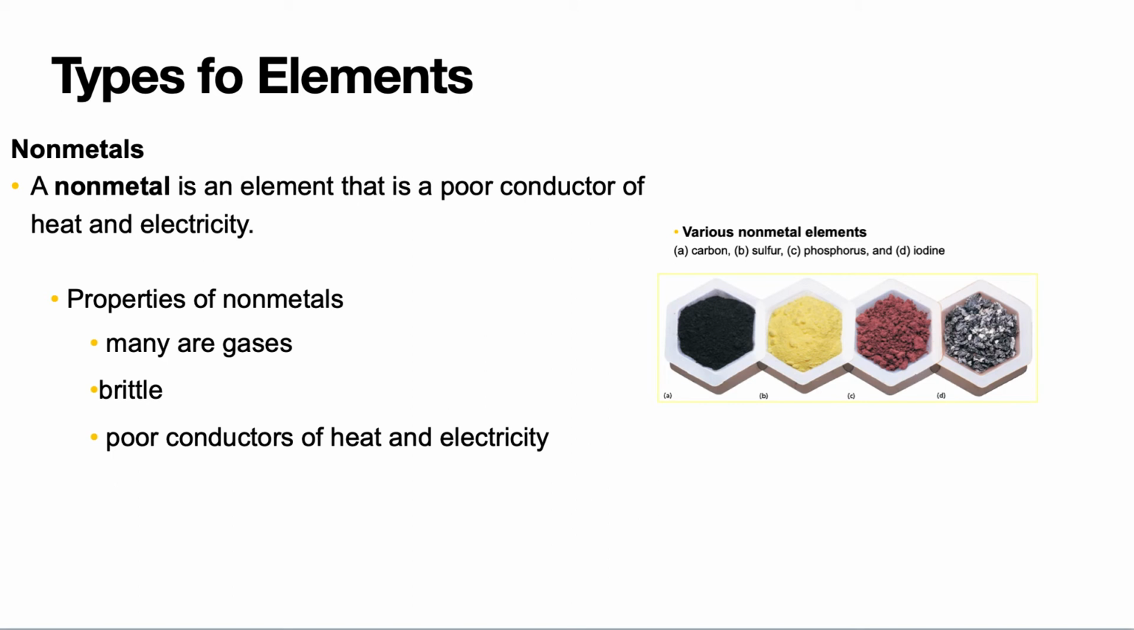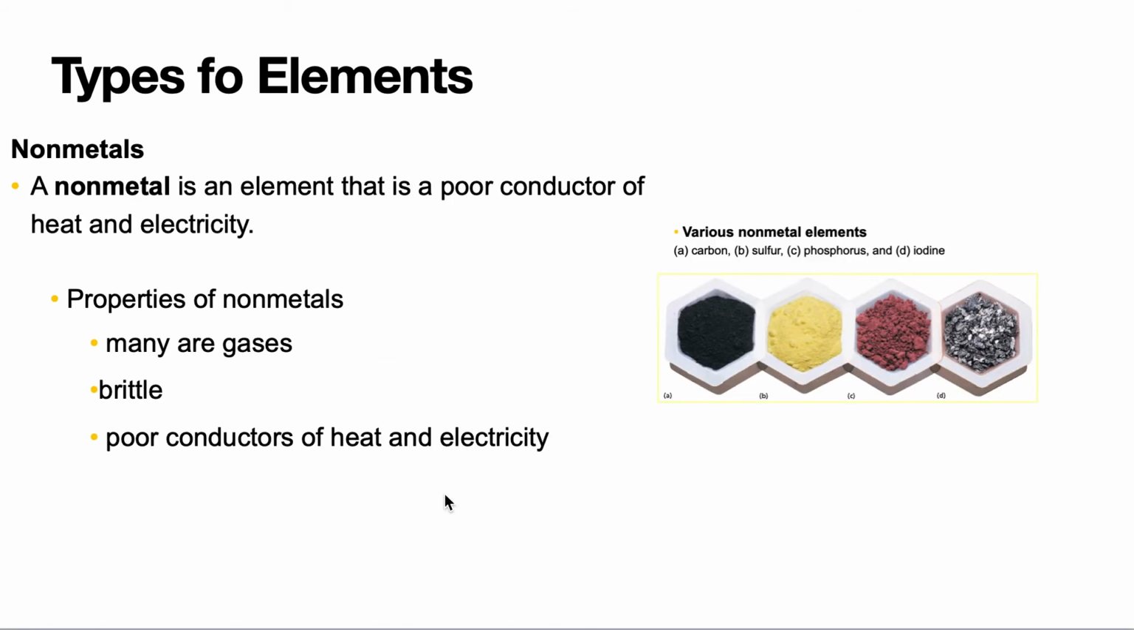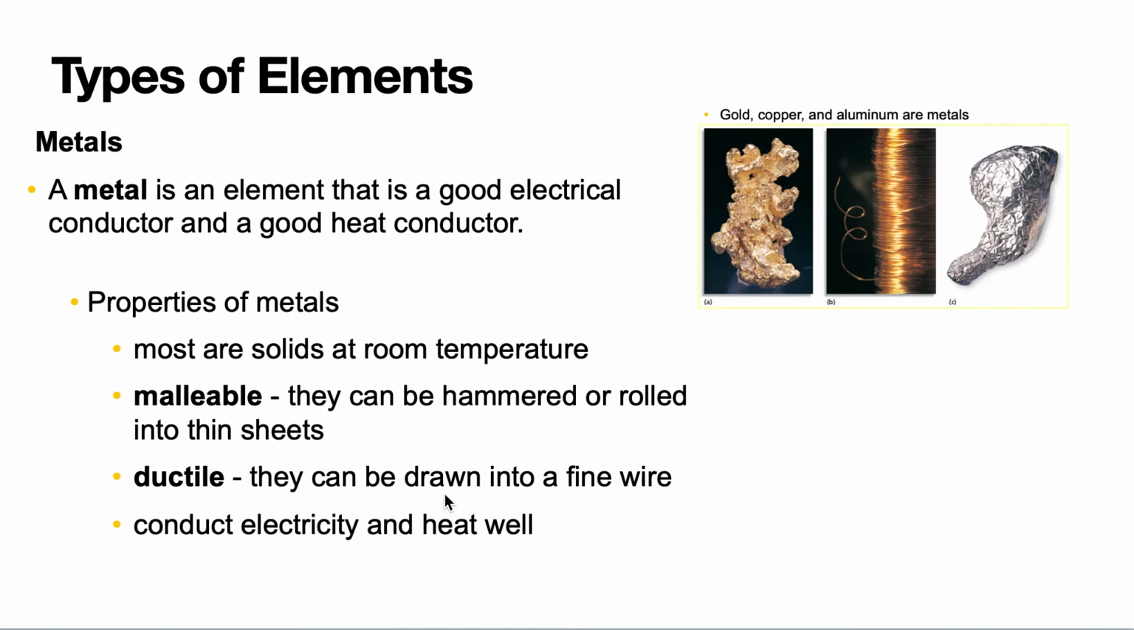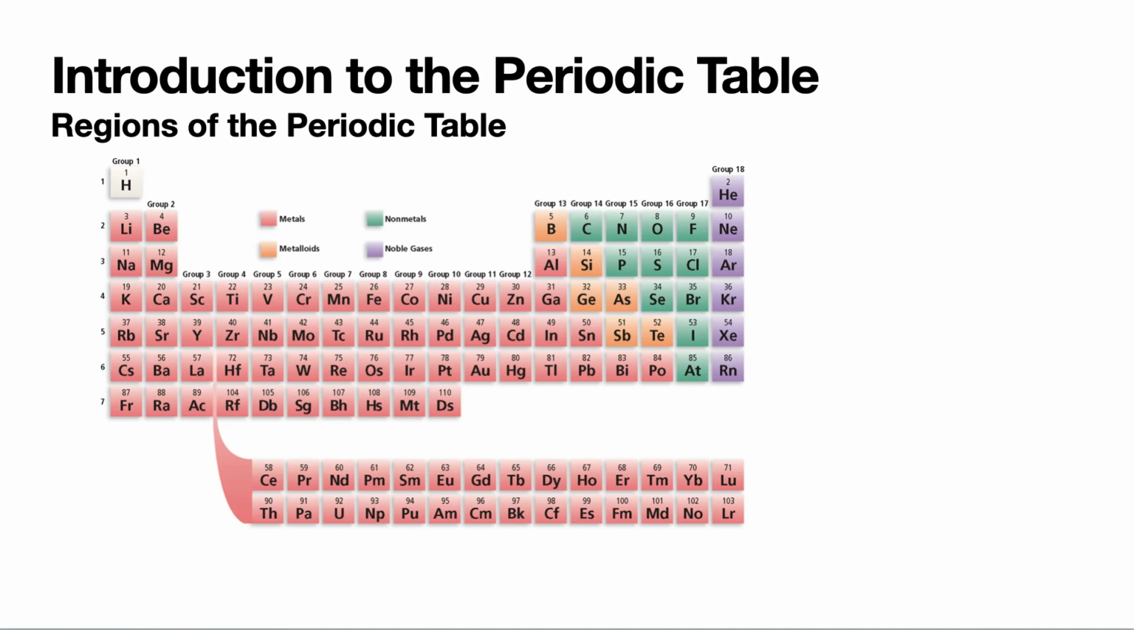So nonmetals. Nonmetal is an element that is a poor conductor of heat and electricity. And some properties of nonmetals: many are gases, they're brittle, and they're poor conductors of heat and electricity. And to piggyback off our metals, just some examples. We have gold, copper, and aluminum, and then some examples of nonmetals: carbon, sulfur, phosphorus, and iodine. So we look here, our nonmetals are in green.